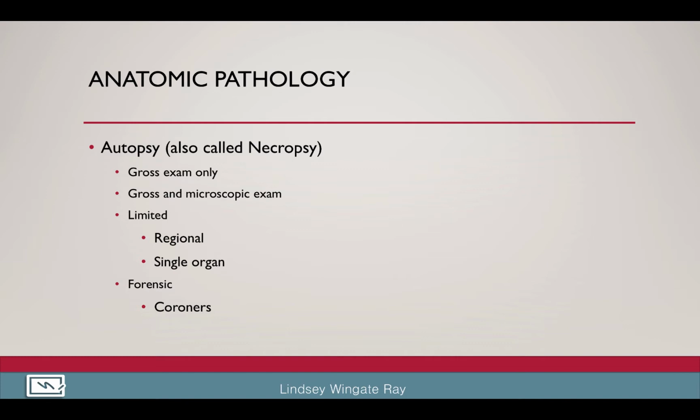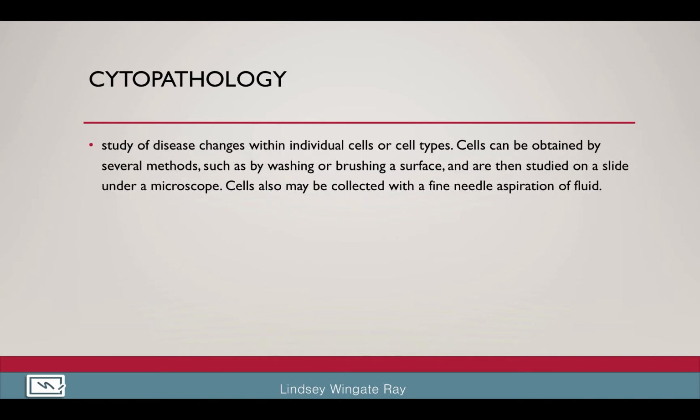A forensic exam is done in the case of a homicide victim to gather evidence to present to the court of law. A coroner is called if there is a death from unnatural causes. And in some cases, when the patient does not have an attending physician, the coroner signs the death certificate.